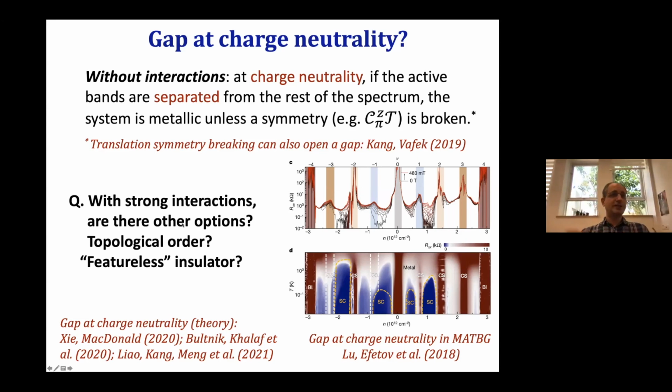Suppose we turn on some strong interactions, but these interactions are still acting essentially only within the flat band. So the rest of the spectrum is separated by a large gap. Okay, so can we get a gap even without any symmetry breaking? And do we have to have a topologically ordered state, or can we get a so-called featureless insulator? Or in other words, what constraints does the topology impose on the possibility of gap opening?